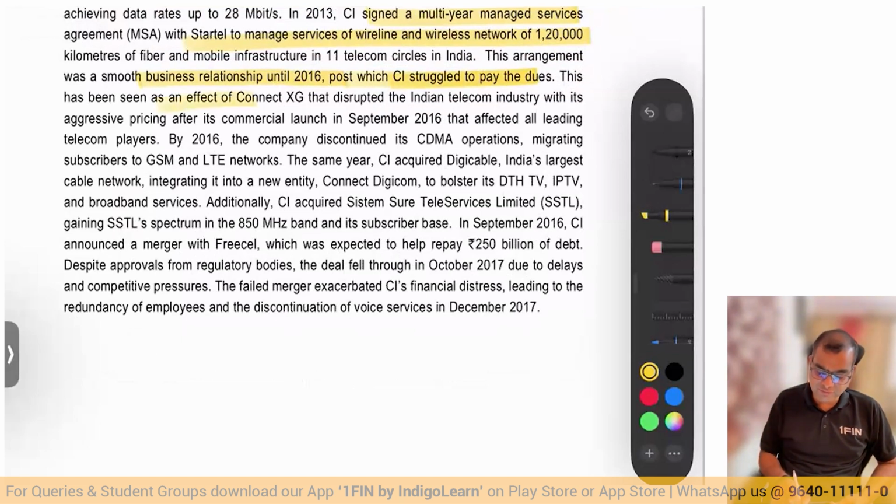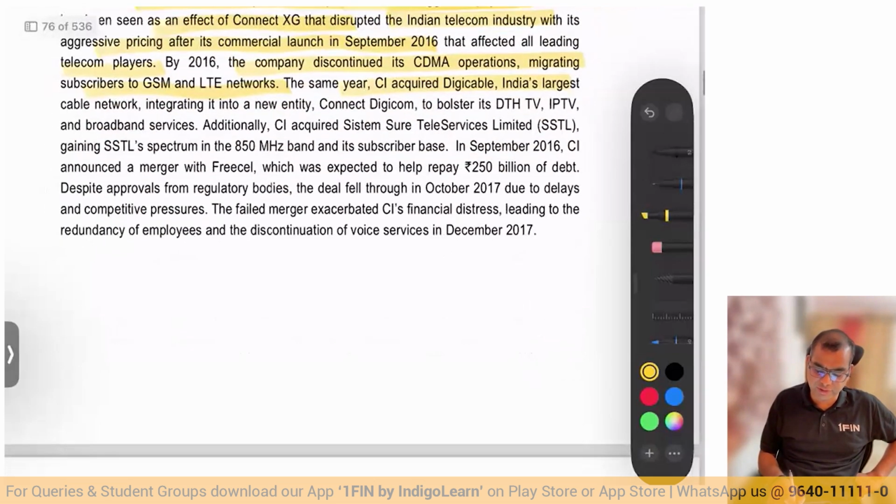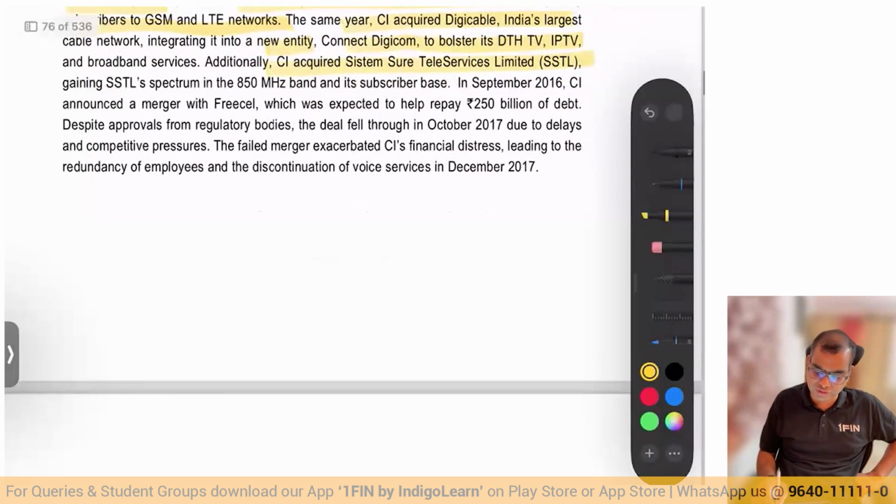This was seen as an effect of Connect XG. Connect XG is another company. Our company is CI. Okay, that disrupted the industry with its aggressive pricing after its launch in 16, which affected all leading players. By 16, the company discontinued CDMA, migrating subscribers to GSM and LTE network. Same year, they acquired DigiCable, India's largest cable network, integrating it into a new entity called Connect Digicom to bolster it. They also acquired System Sure, Teleservices, and so on and so forth.